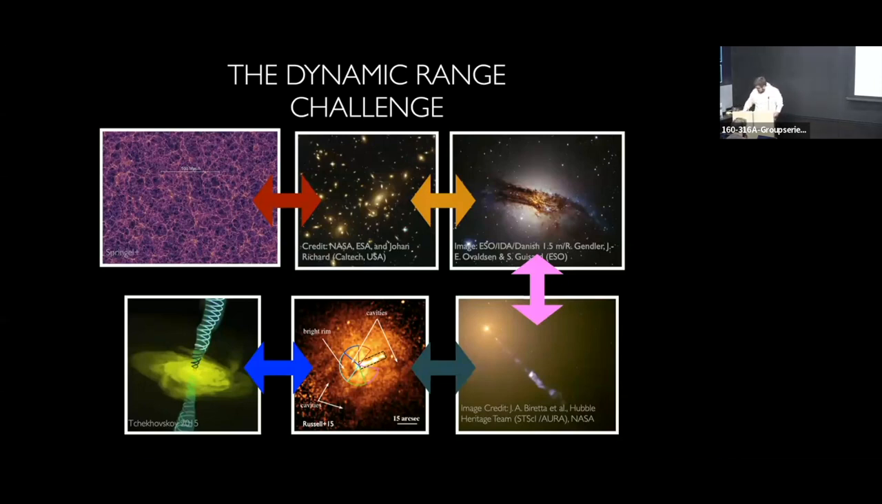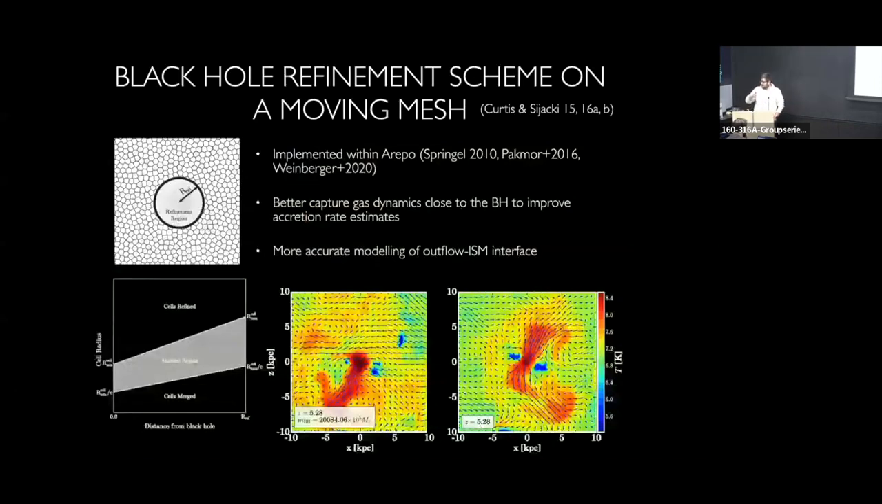So first of all, just a couple of techniques that we're employing for our works. And I think this is becoming a very popular technique now. So this, we had within a repo, we had a black hole refinement scheme, or a super Lagrangian refinement scheme that was developed by Mike Curtis, who was one of our previous PhD students.